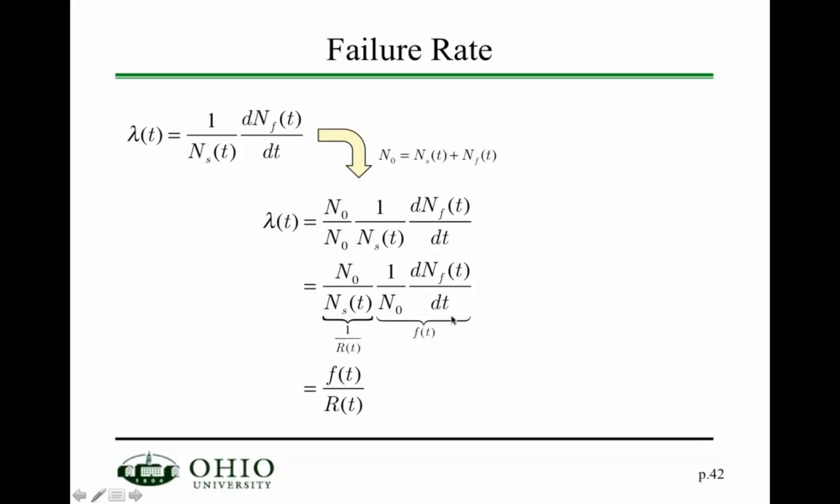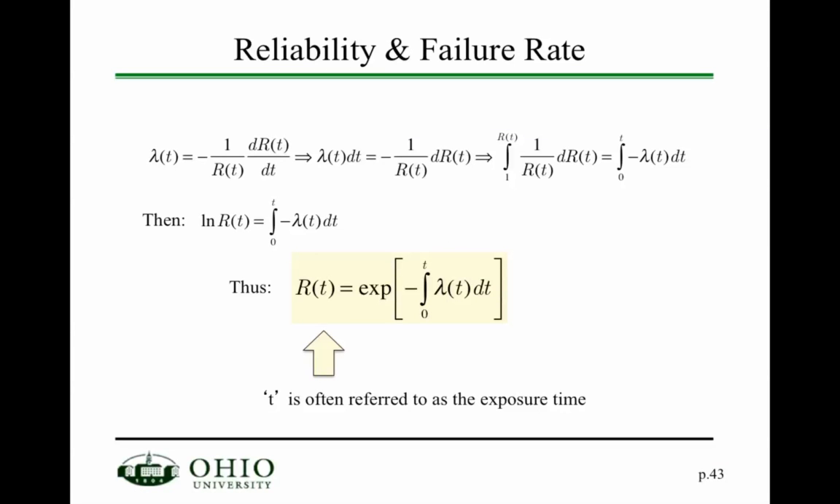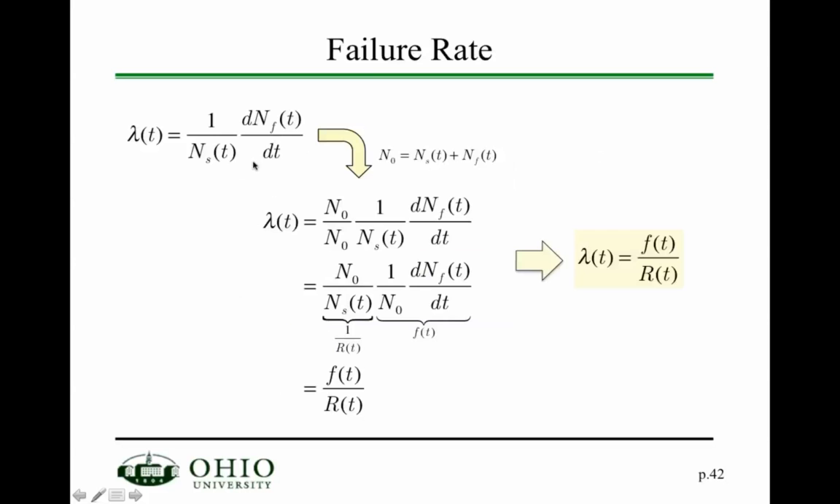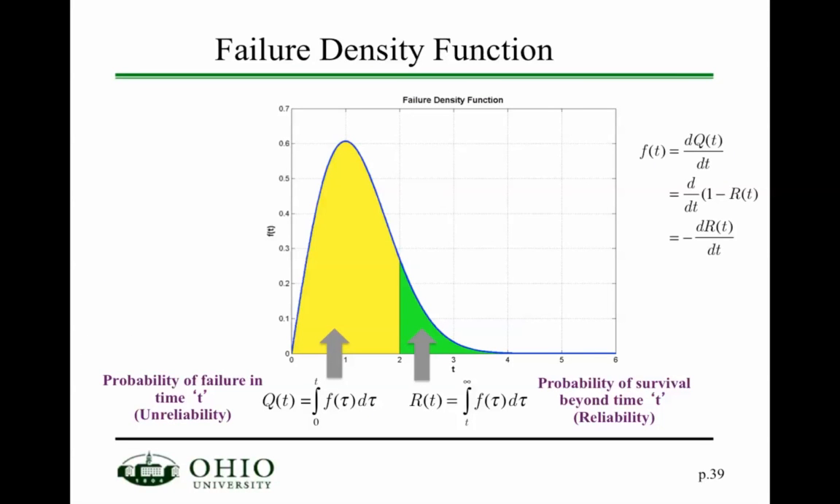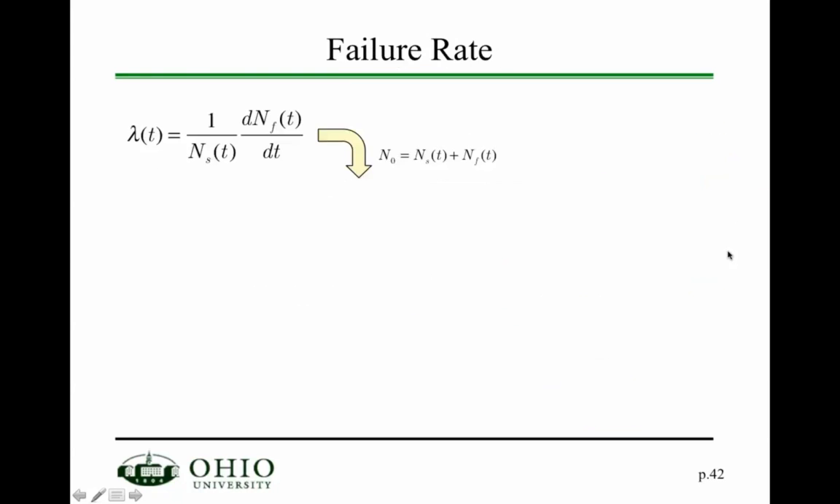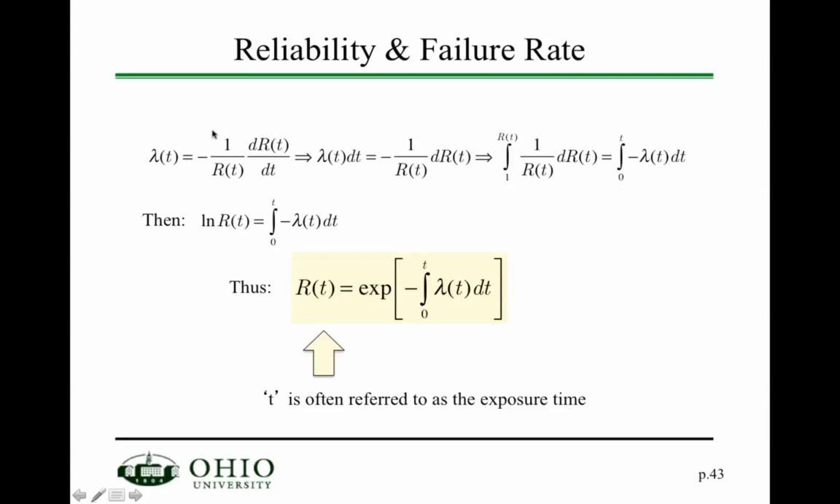And on the other side, this is of course just going to be the failure density. So lambda t is really the failure density divided by the reliability, if you think about it. Now, if you take into account that f(t) was given by minus dR/dt, then lambda t becomes a differential equation as a function of R. Lambda t dt is equal to minus 1 over R dR/dt. You integrate both sides, and you get that reliability is the exponential of the negative integral from 0 to t of the failure rate.